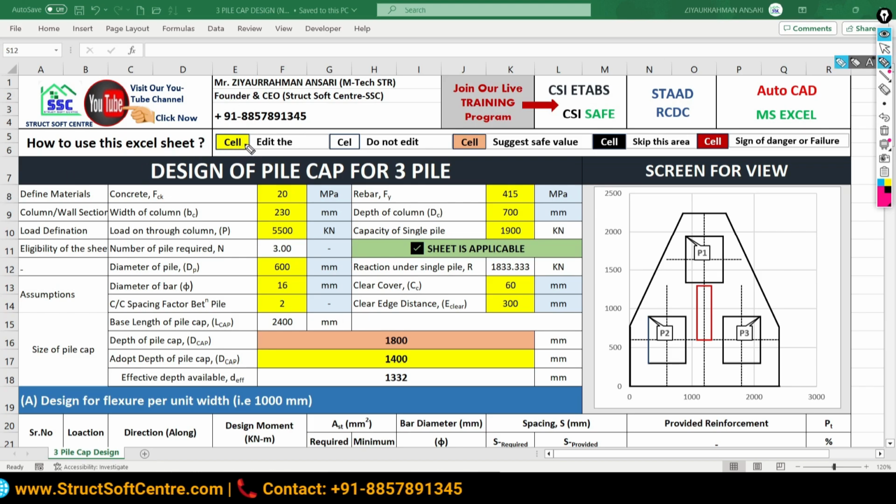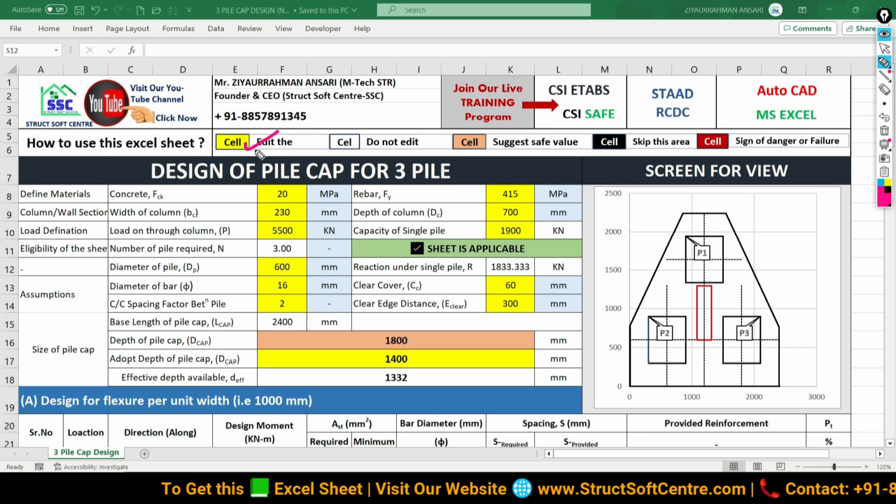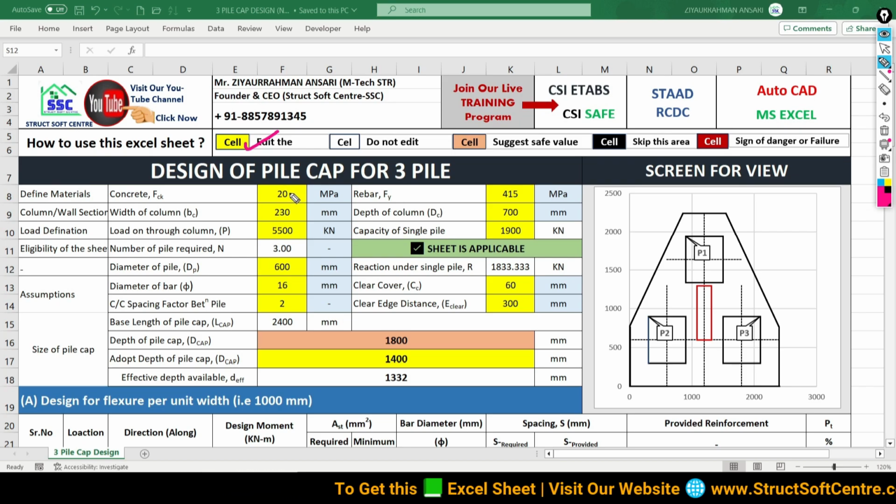Basically you have to edit the values in the yellow cells only. So wherever in these Excel sheets you are getting the yellow cells, you have an option to edit the values in those yellow cells as per your design requirement or as per your problem statement.